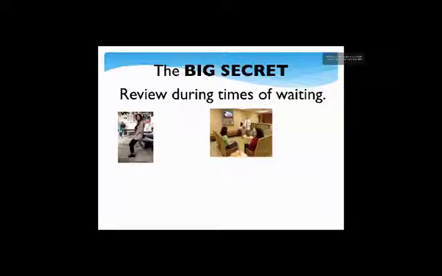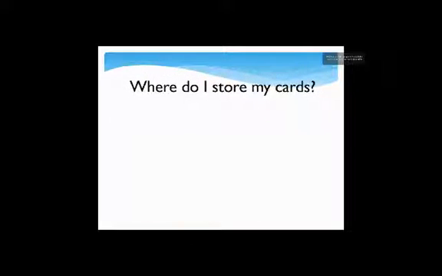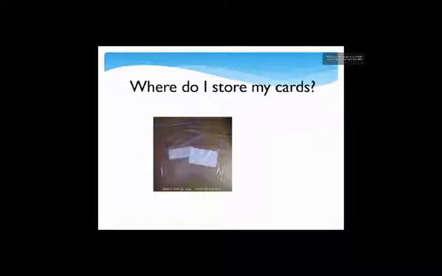You're waiting for a friend. You're waiting in a doctor's office. You're waiting for supper. You're waiting in line. During these times that are usually just wasted, you take out your cards and you begin to review. Where do you store the cards? And the answer is in sandwich bags.